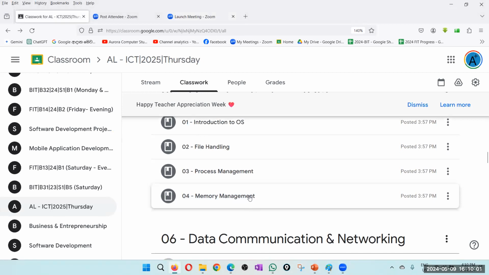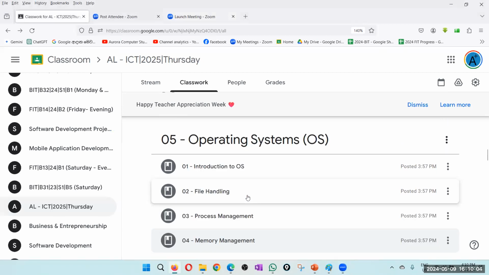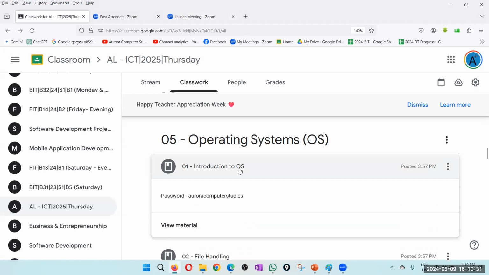And this is one of the smallest topics in your A-level ICT, but it's a very important topic because you get some MCQs and also most of the time the question is in the structured essay paper. Especially the memory management calculation questions they give. Most of the time they give calculations related to memory management, or sometimes theory questions related to process and file management. So let's straight away start the introduction to OS.